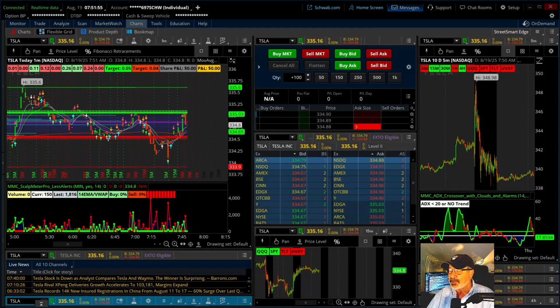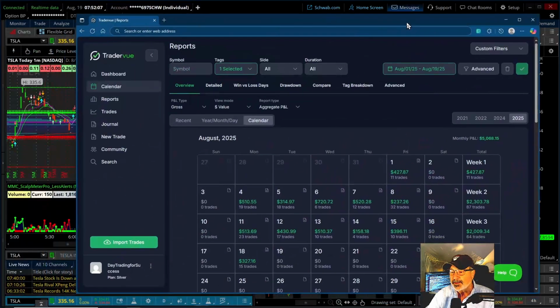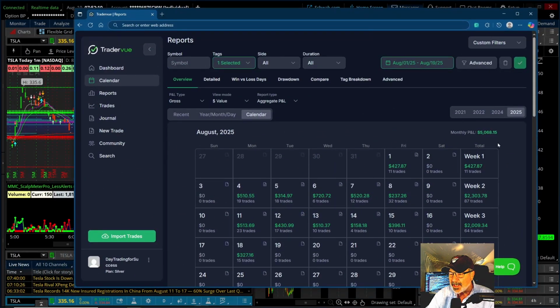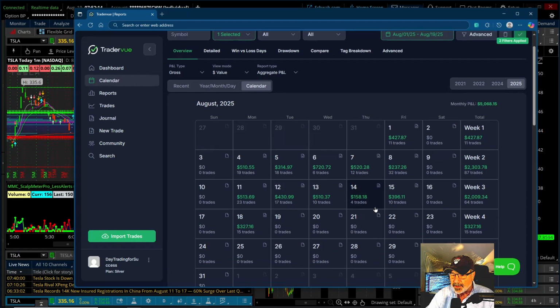But right now we're doing a challenge where we're trying to make $150 to $500 a day, which adds up to a lot of money. And I can show you how we're doing so far. So here's where we're at right now, 5,000 for the month, and we've got a lot of month to go. So we're doing pretty good. Some days aren't as good, obviously, but we're averaging much closer to the 500 than the 150.